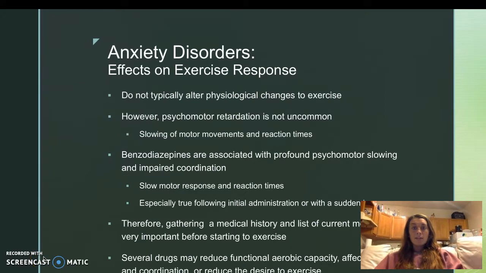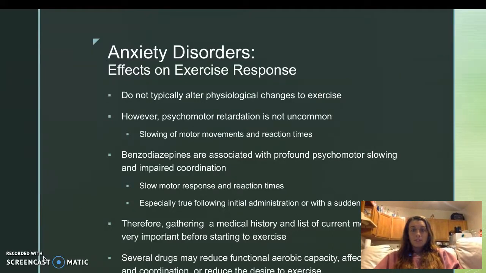The effects on the exercise response with someone with an anxiety disorder. Anxiety disorders do not typically alter physiological changes to exercise. However, psychomotor retardation is not uncommon, so that's the slowing of motor movements and reaction times. Benzodiazepines specifically are associated with profound psychomotor slowing and impaired coordination, so that's the slow motor response and reaction times again. This is especially true following initial administration of the drug or a sudden increase in dosage of the drug as the body is trying to adapt.